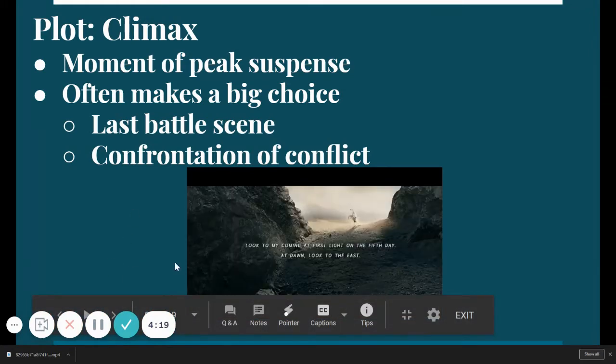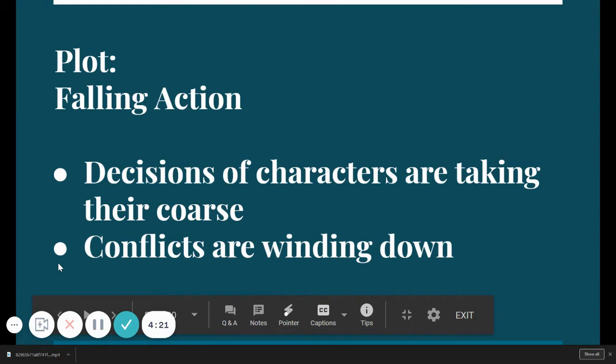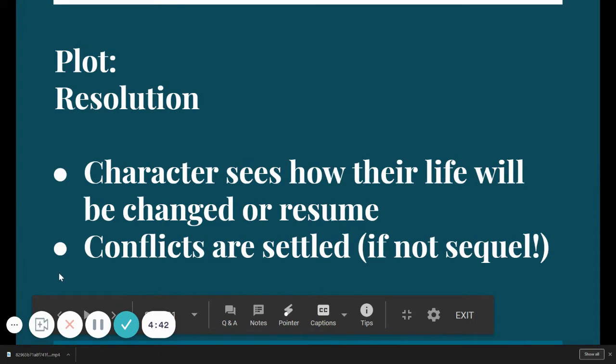Once they start cresting over the hill and the battle is going, and you're like, oh, I can see the direction that this is going, that's your clue that we're now into falling action. Once the decisions of the characters have taken their course, and it feels like you might be able to see the end near, and the conflicts are winding down, that's your falling action. This is often when you jump up in your seat, or you're just like, yes, I can see that this is happening.